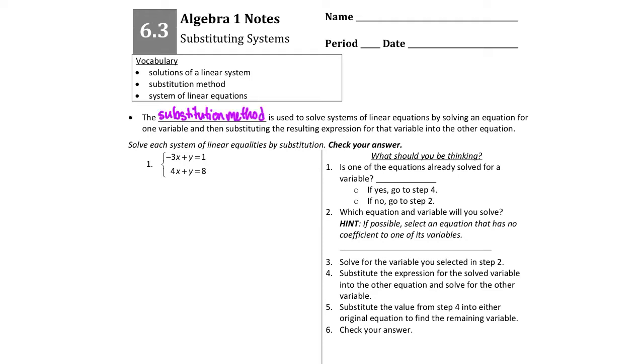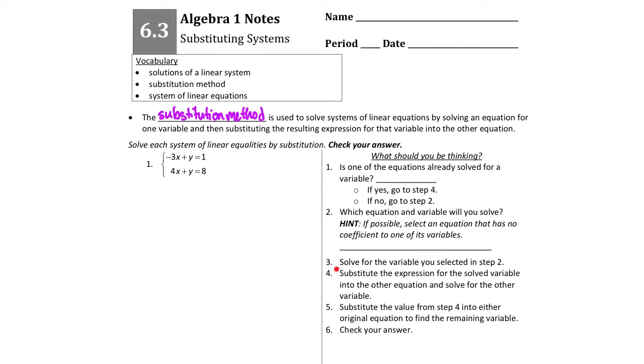The substitution method is used to solve systems of linear equations by solving one equation for one variable and then substituting the resulting expression for that variable into the other equation. That's a mouthful, so it's better to understand what we're going to be doing by actually doing it. I've created this checklist for what you should do and what you should be thinking about when you're going through this process. This is really handy to have so that you don't miss anything.